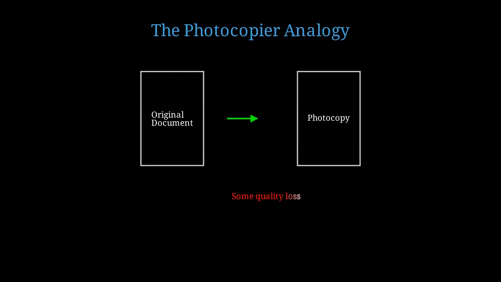Let me give you another helpful analogy. Think of data collection like making photocopies. When you make a photocopy of a document, you lose some quality. The copy is never quite as sharp as the original. That's like measurement uncertainty.